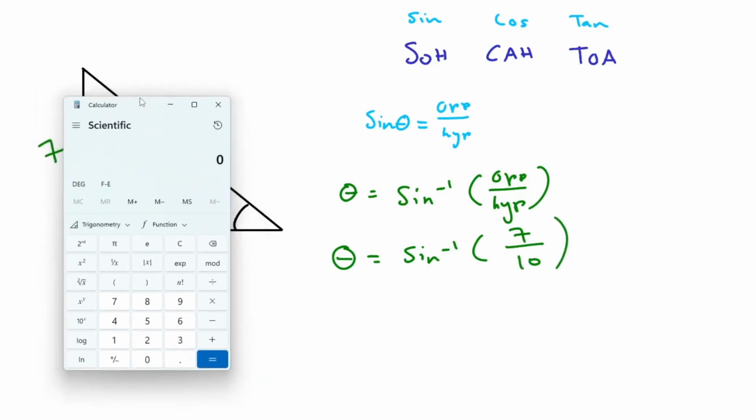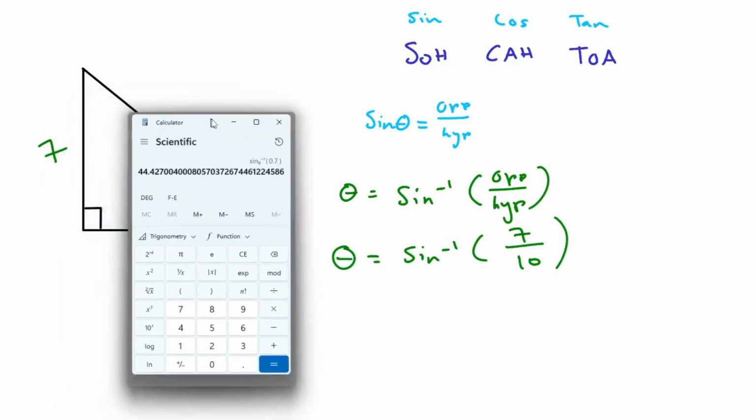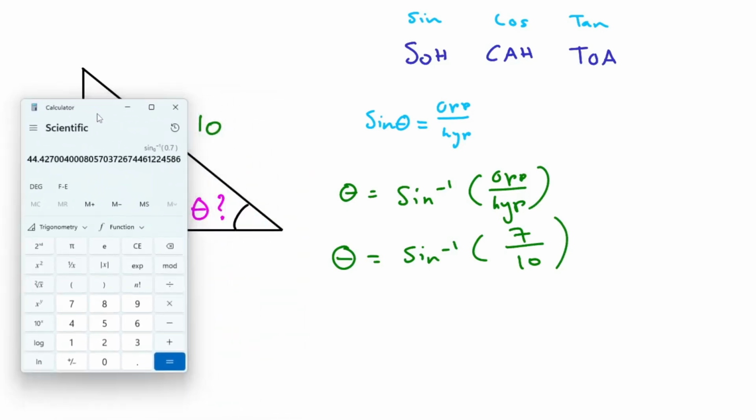Just using our calculator here, let's figure it out. On this calculator, you do 7 over 10, and then you take the sine inverse of that. I'm going to go to trig over here. Usually there's a second button on your scientific calculator. Click on that, then click on sine inverse. If we take the sine inverse of 7 over 10, which is 0.7, we get 44.43, which can be rounded.